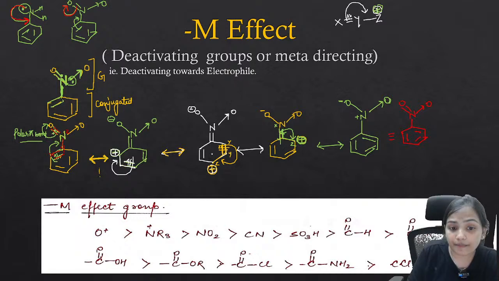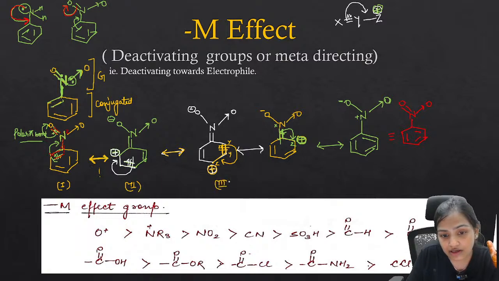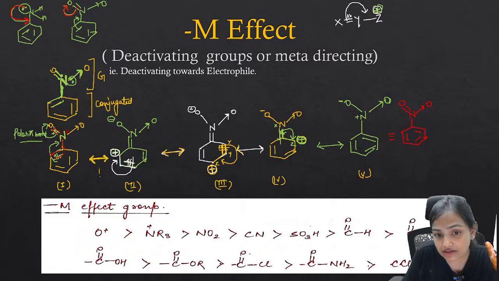So here we can say that structure number 1, structure number 2, structure number 3, structure number 4, and structure number 5, they all are the resonating structures.